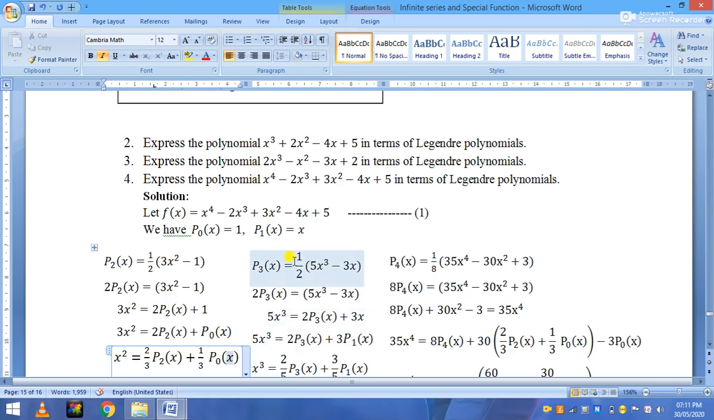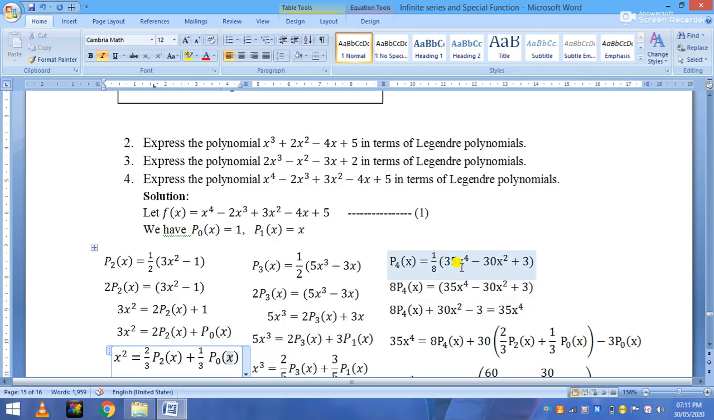Similarly, P3 of x equals 1 by 2 into 5x cube minus 3x. We require the x cube value, therefore simplify this. Take the 2 this side: 2 P3 of x equals 5x cube minus 3x, or 5x cube is equal to 2 P3 of x plus 3x. Here the x value is P1 of x. Then x cube is equal to 2 by 5 into P3 of x plus 3 by 5 into P1 of x. Means if x square is there, we put the value in terms of P.